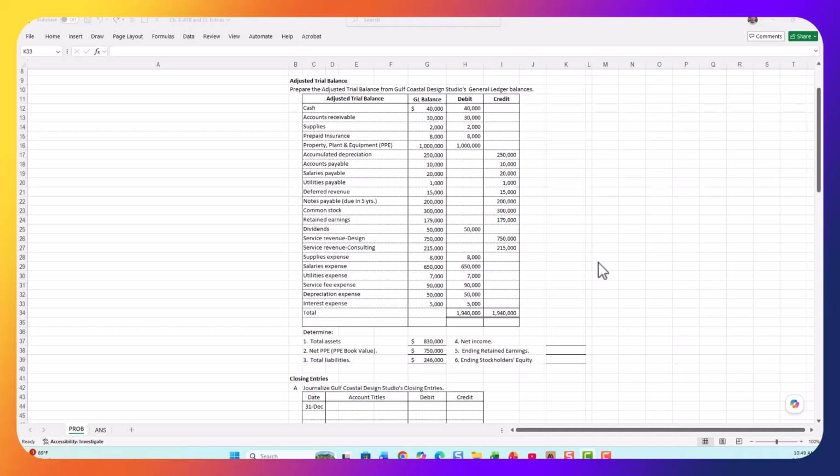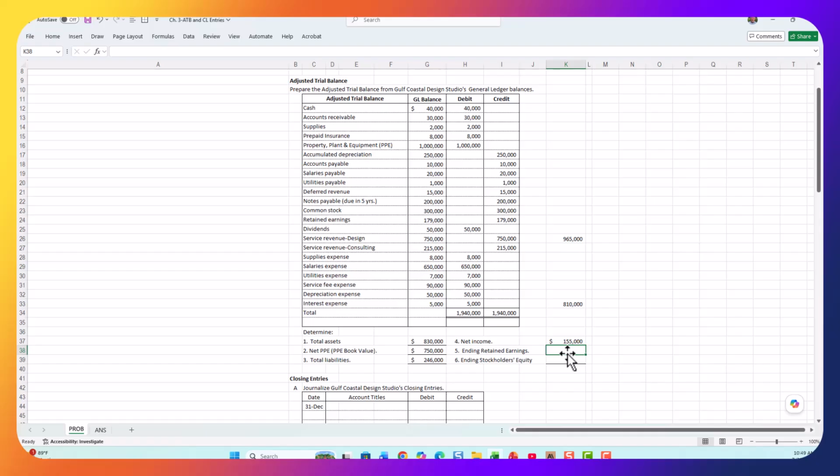For net income, we add our service revenue from design, service revenue from consulting, and subtract all the expenses we have listed. Our total revenue from the two sources is $965,000. We subtract our total expenses of $810,000 to get a net income of $155,000.